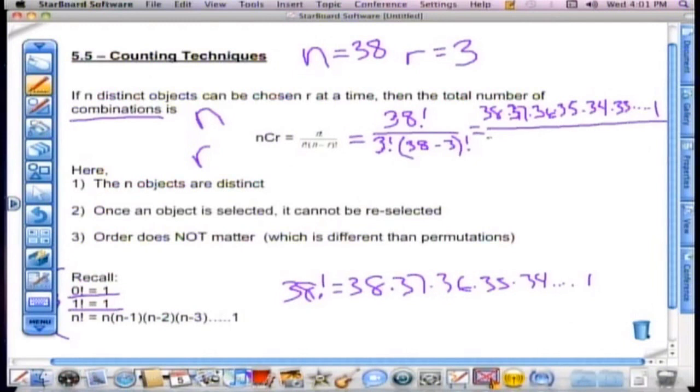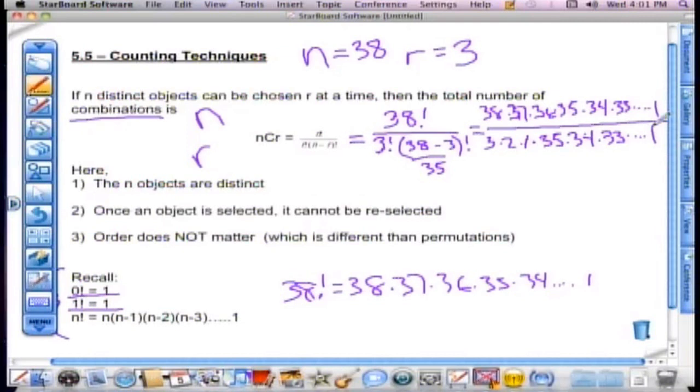3 factorial is going to be 3 times 2 times 1. And then 38 minus 3 is going to be 35 factorial. So that's 35 times 34 times 33 all the way down to 1.